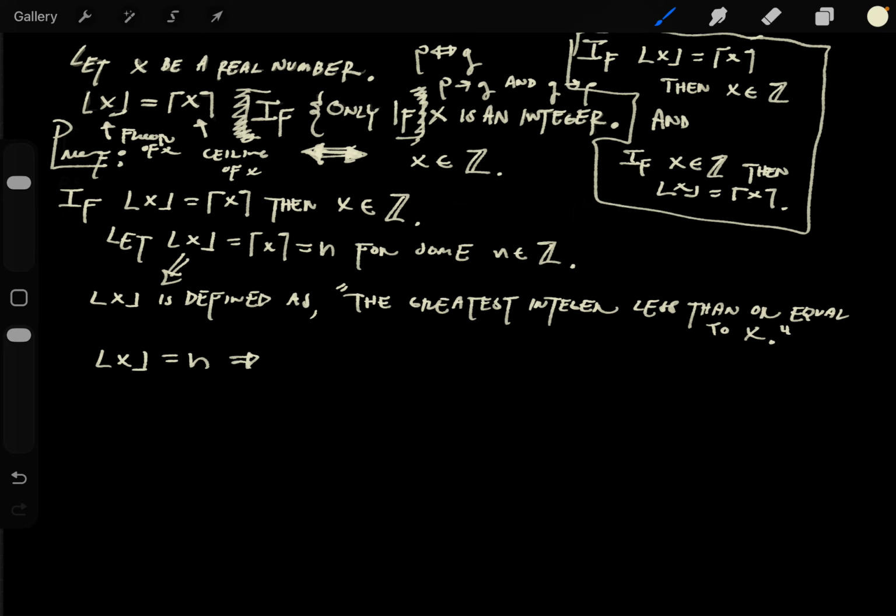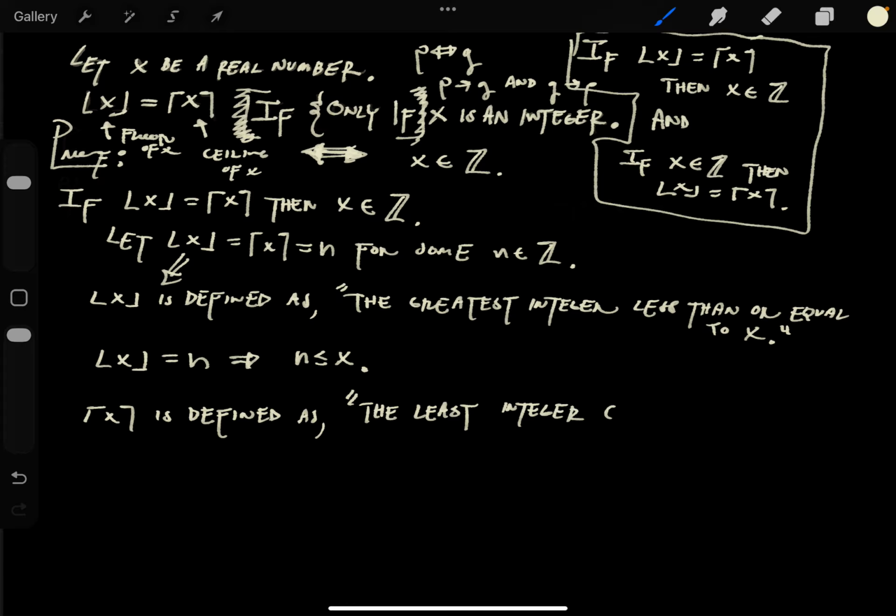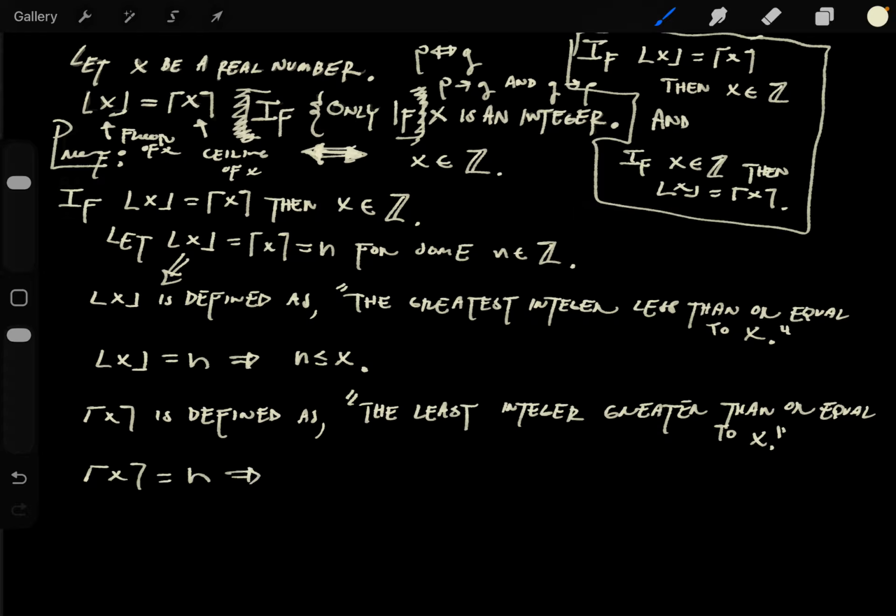definition that n must be less than or equal to x. And then similarly, the ceiling of x is defined conversely as the least integer greater than or equal to x. So this means that if the ceiling of x is equal to some integer n, then this immediately implies from the definition that n is greater than or equal to x. But now we have this statement combined with this, which immediately implies that n equals x, and x is an integer.